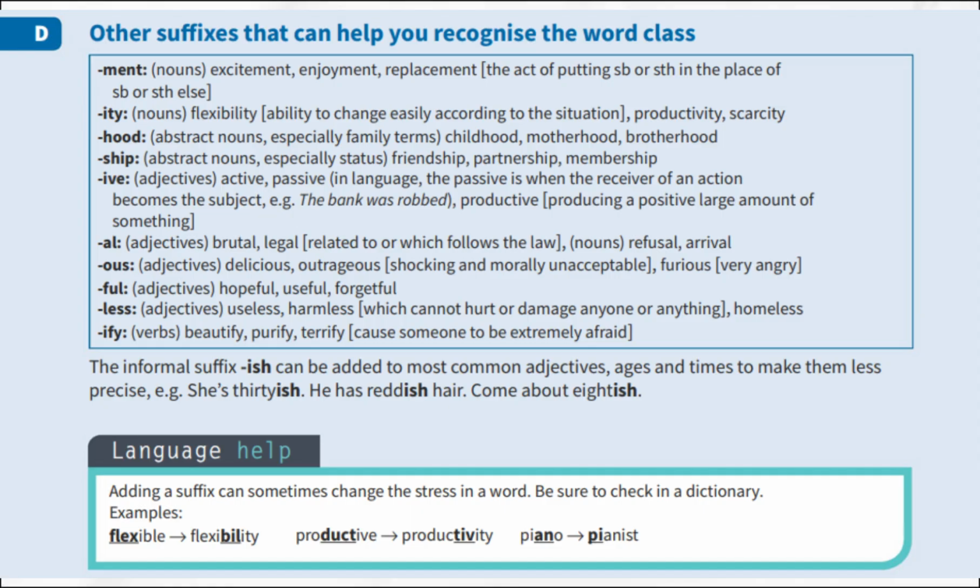Language help. Adding a suffix can sometimes change the stress in a word. Be sure to check in a dictionary. For example, flexible becomes flexibility, productive becomes productivity, and piano becomes pianist. So, that is our lesson on suffixes. These word endings will help you recognize and form new words, expand your vocabulary, and improve your understanding of English word structure.